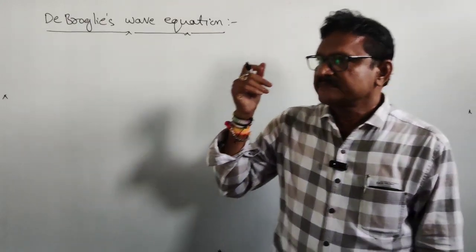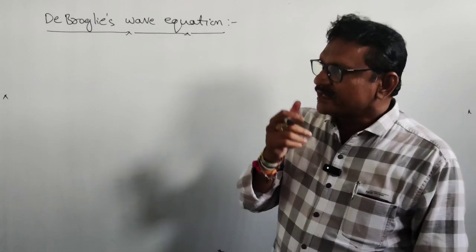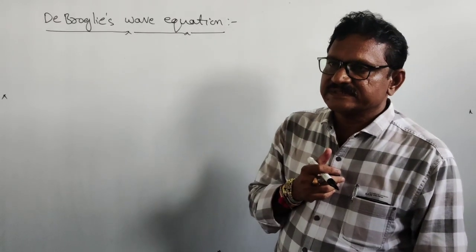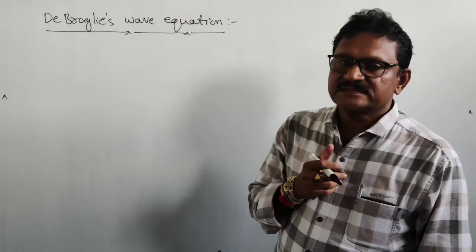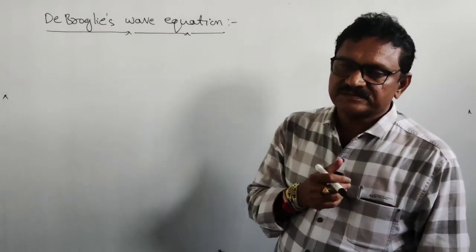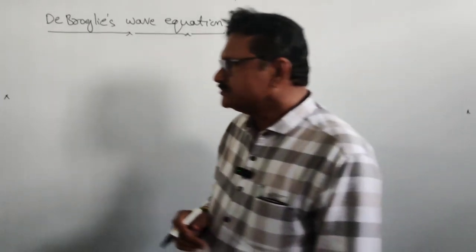After examining, de Broglie had given one mathematical equation. What is that? Lambda is equal to h by mv. Lambda is equal to h by mv. Of course students, it is very easy, please write down.